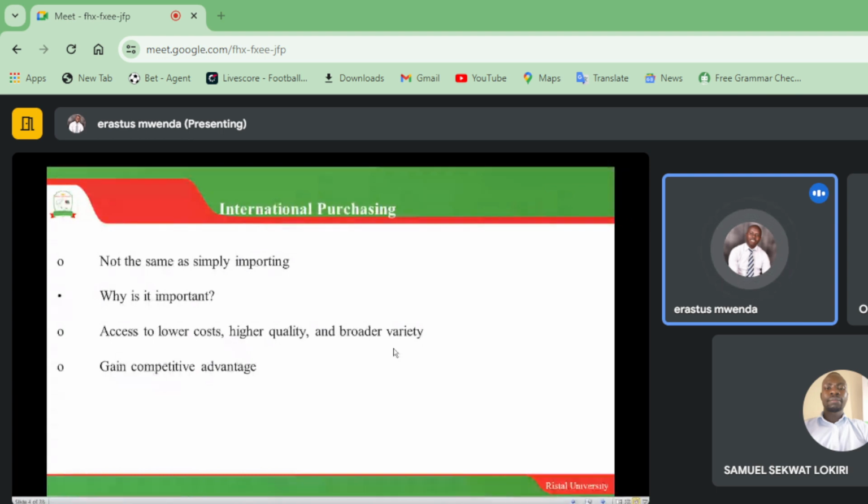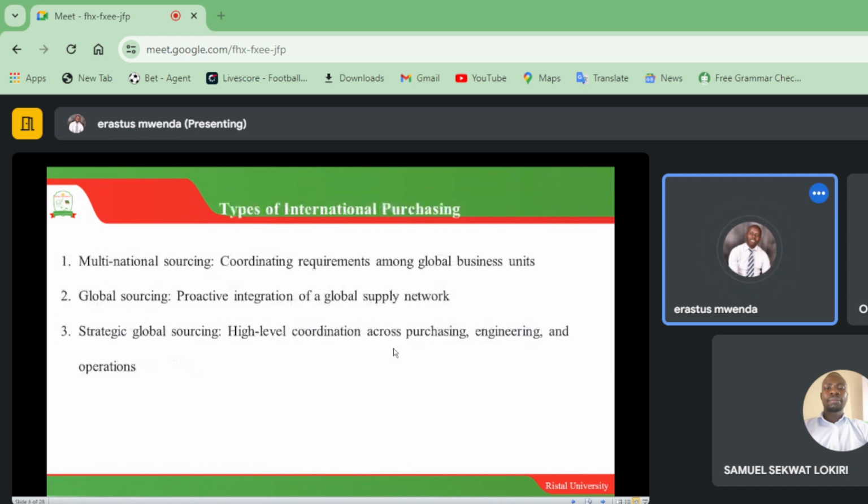And then also through international purchasing, you are able to gain what we call competitive advantage. When we talk about competitive advantage, we simply mean that you have the upper hand compared to other people that are sourcing their products, maybe locally. So it puts you at an upper hand to enjoy better goods, and it's also a very efficient and effective process.